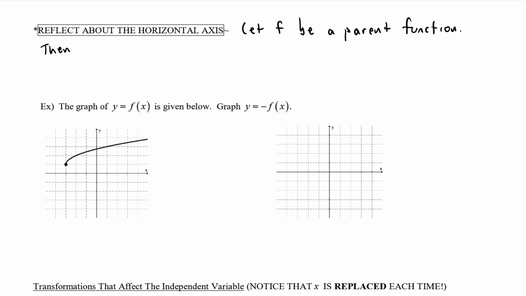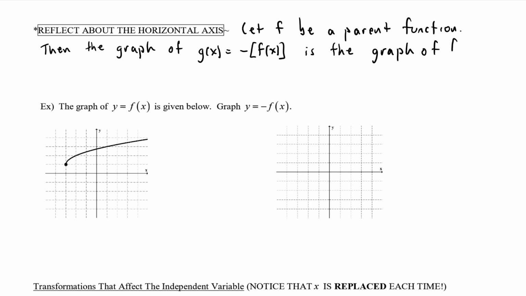Then the graph of g, which we're going to define as -1 times f of x, is the graph of f reflected over the horizontal axis, which is usually the x-axis for us.